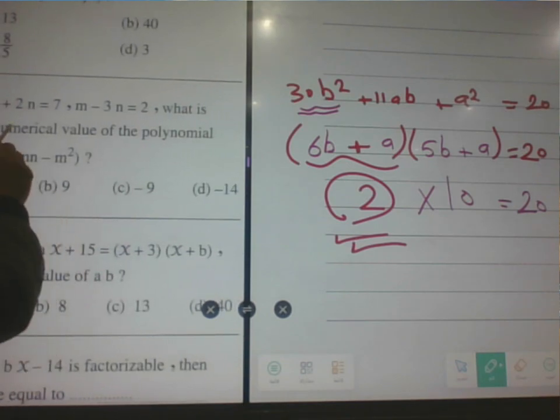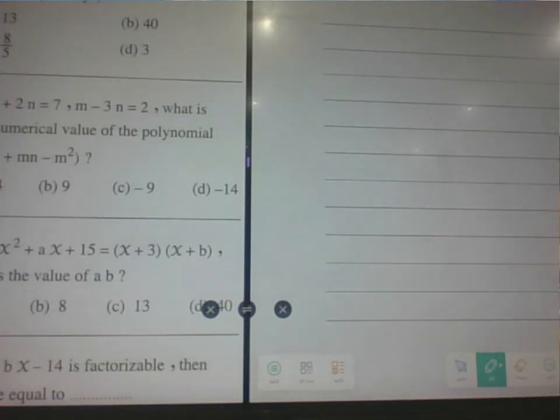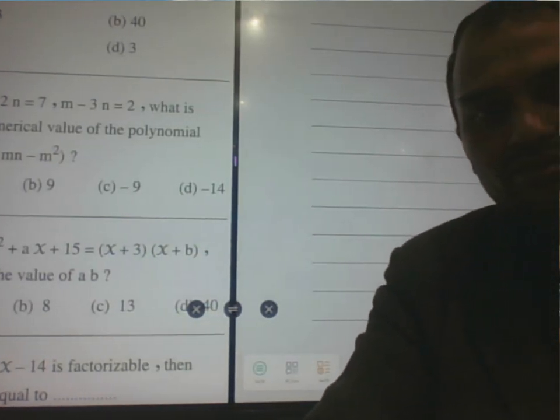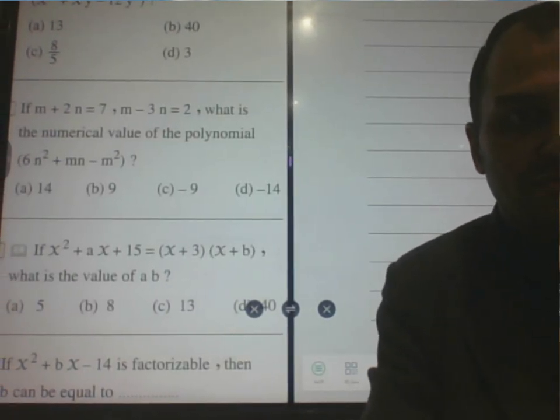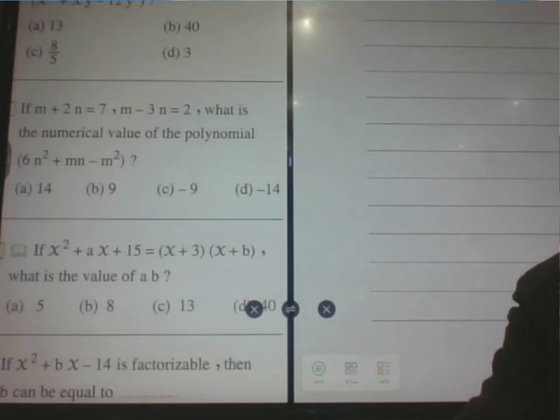Number 6. If m plus 2n equals 7 and m minus 3n equals 2, what is the numerical value of the expression 6n power 2 plus mn minus m power 2? I will factorize this expression. Okay, my students, I will factorize this expression.